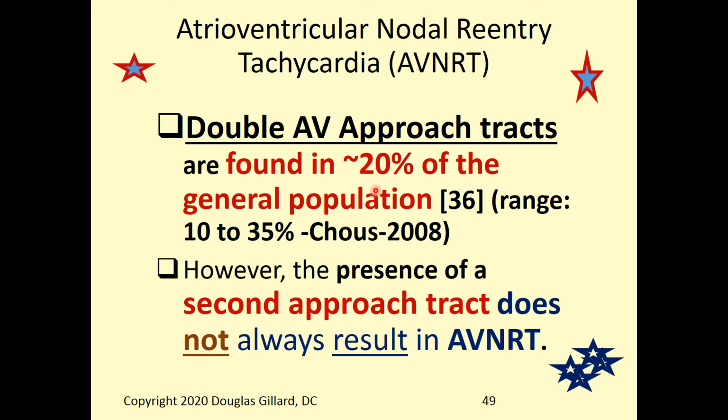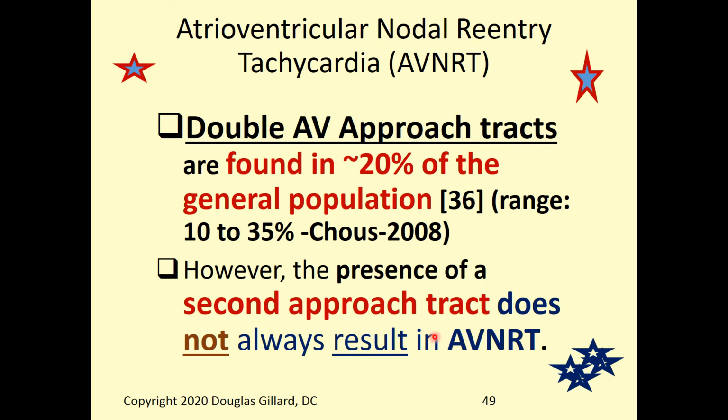Surprisingly, almost like a probe patent foramen ovale, right? Isn't that about 20%? They never get welded together, so they have a pressure closed foramen ovale. Same thing here. So 20% of people have a second approach tract to the AV node. Some studies say up to 35%. So what? What does that mean?